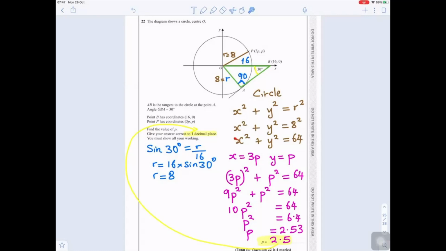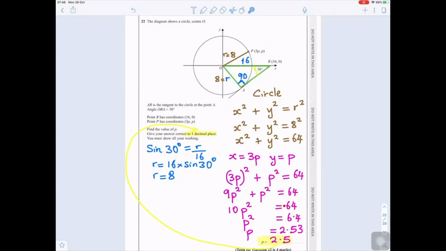Now they've given us that x is 3p and y is p. So instead of x squared, we replace it with (3p) squared. Instead of y squared, we replace it with p squared. So (3p) squared plus p squared equals 64. We need to solve that equation for p. (3p) squared is 3 times 3, which is 9, p squared, plus p squared equals 64. 9p squared plus 1p squared is 10p squared.